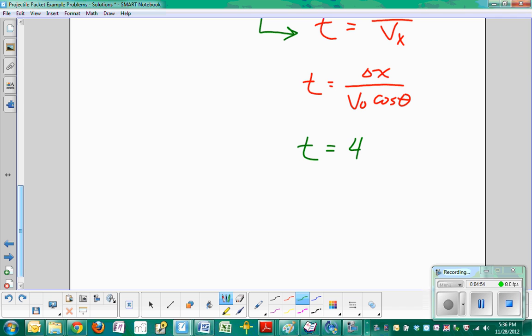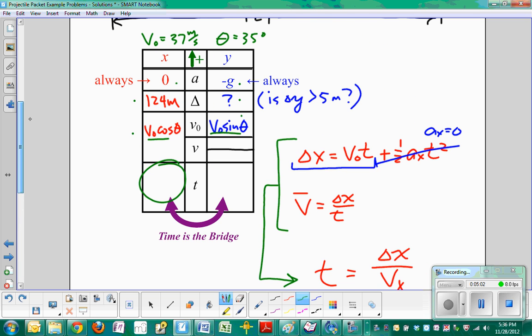So let's just go ahead and say that t is equal to 4.09 seconds, and we won't get all bent out of shape about that. So let's go ahead and put that up in here, 4.09 seconds. In fact, let's write it legibly, 4.09 seconds.